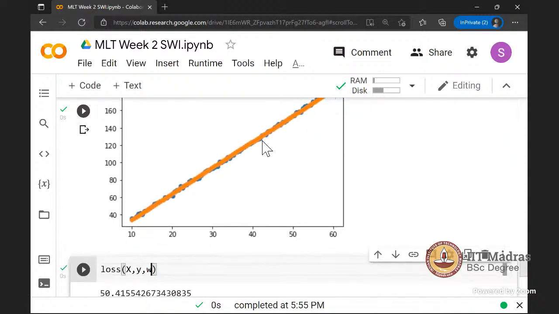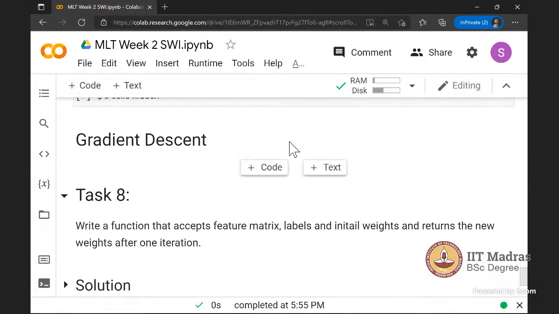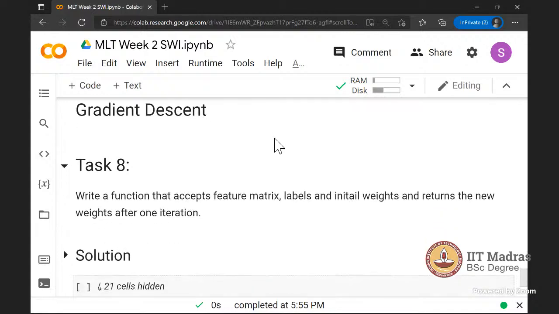Any questions so far? No, sir. All right, great. So let's go to the next one, which is the gradient descent method of computing the optimized weight vector.